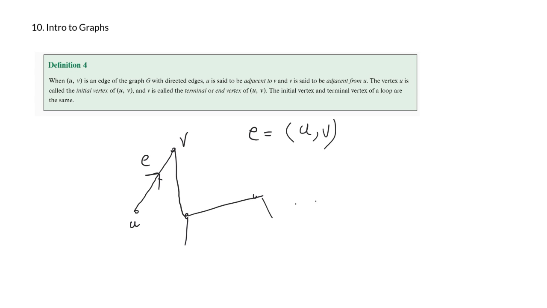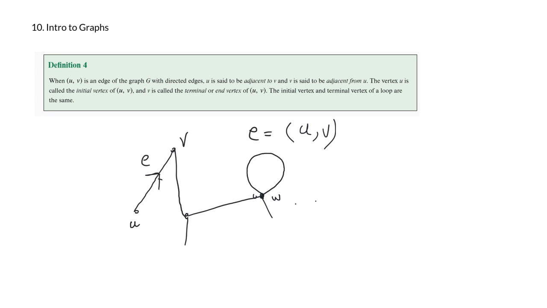This terminology is not very commonly used, but it's very common to say that v is the endpoint or the end terminal, and u is the beginning or the initial vertex. And when we have a loop, the end terminal and the initial vertex are the same.